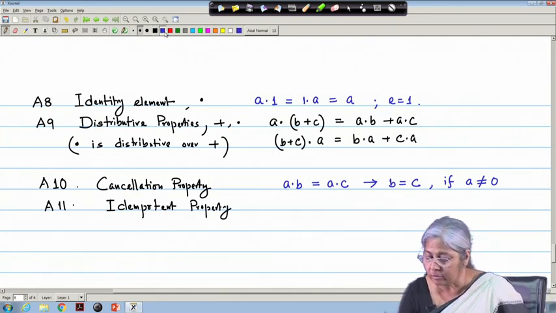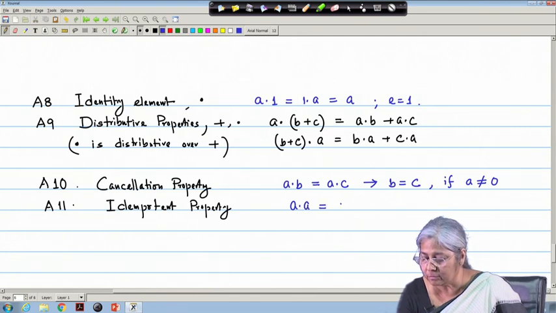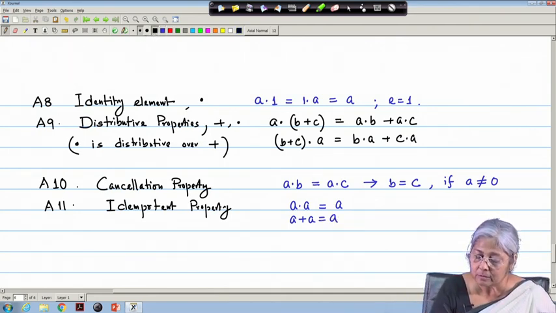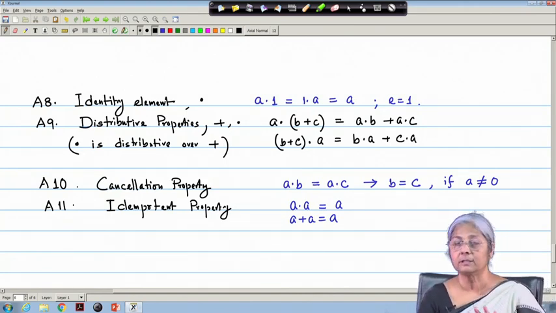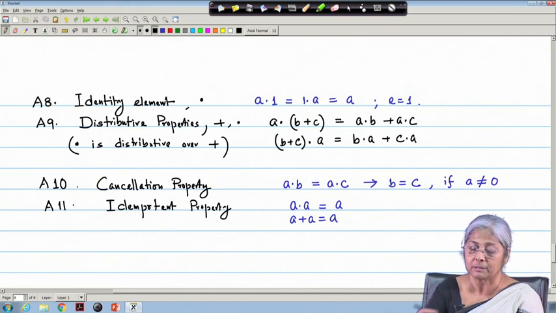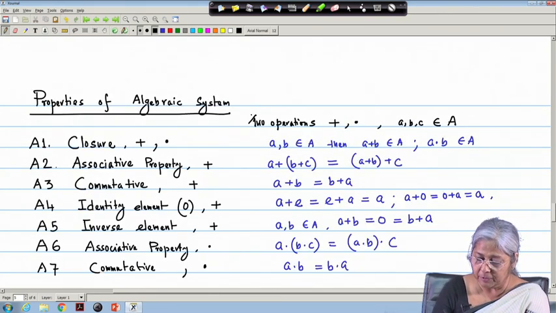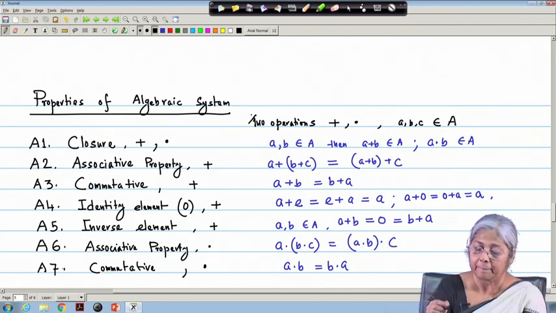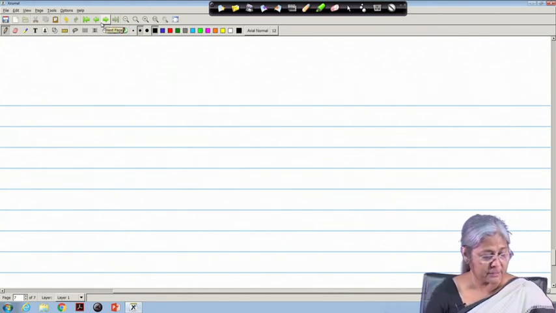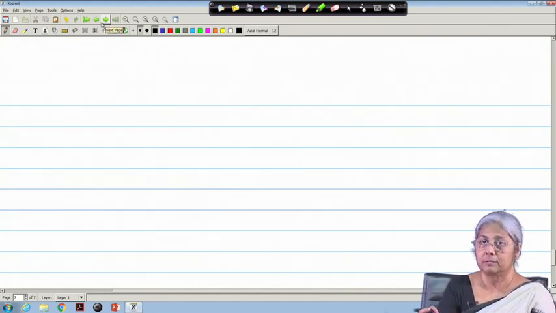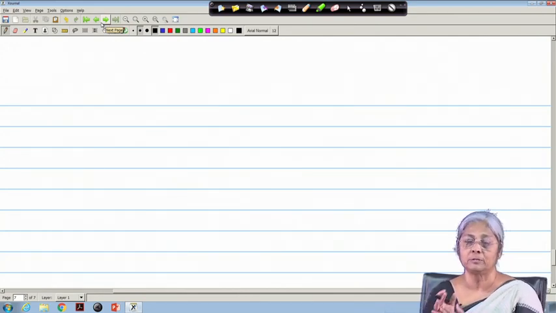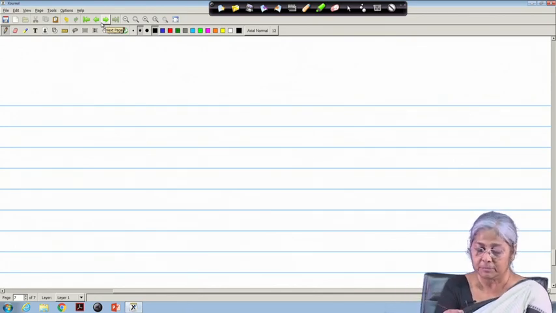That is a dot a equal to a, and a plus a equal to a. So, normally these are the properties and two operations, a plus and dot, we define, then these are the properties we will study on the set A. Now, we take some examples of how these properties actually hold, and identifying those properties we can define some algebraic systems.